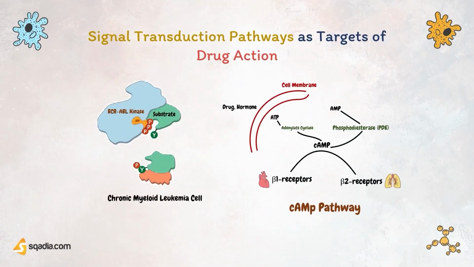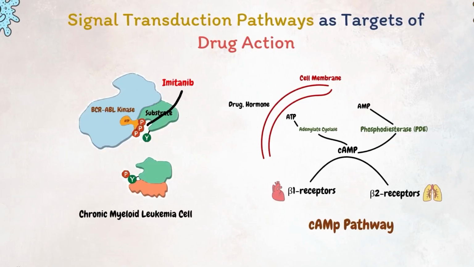Next we have signal transduction pathways as targets of drug action. The proteins involved in signal transduction pathways are also important targets for drug action. Signal transduction pathways are a complex network of proteins and other molecules that are involved in transmitting signals within cells and between cells. These molecules play a critical role in a variety of cellular processes, including cell growth, differentiation, and survival.